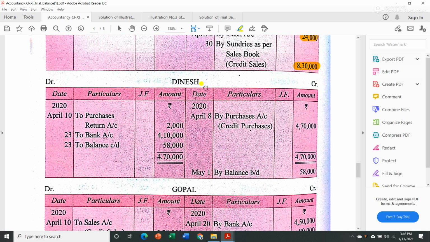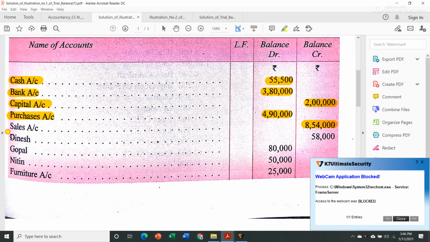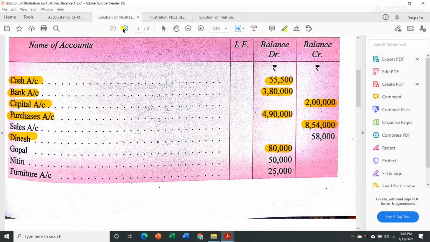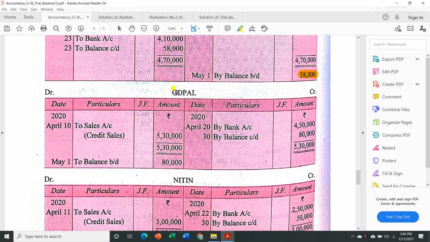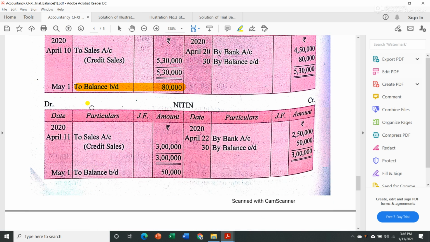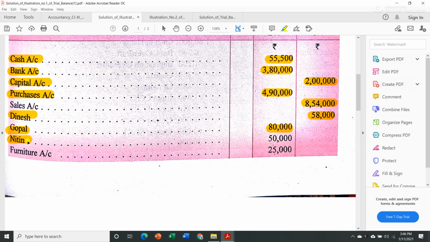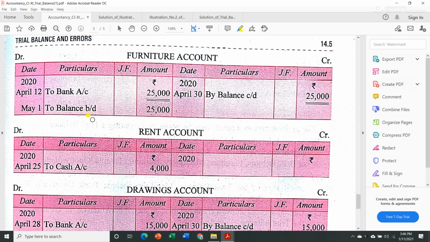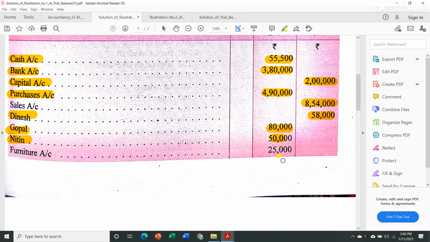Then next we have Dinesh's account and it is showing credit balance of 58,000, so we will write this 58,000 on the credit side. Then we have Gopal's account which is showing debit balance of 80,000, so we will write 80,000 as Gopal's account. Then next we have Nitin showing debit balance of 50,000, so Nitin debit balance of 50,000. Then next account we have furniture account showing debit balance 25,000, so we will write 25,000.